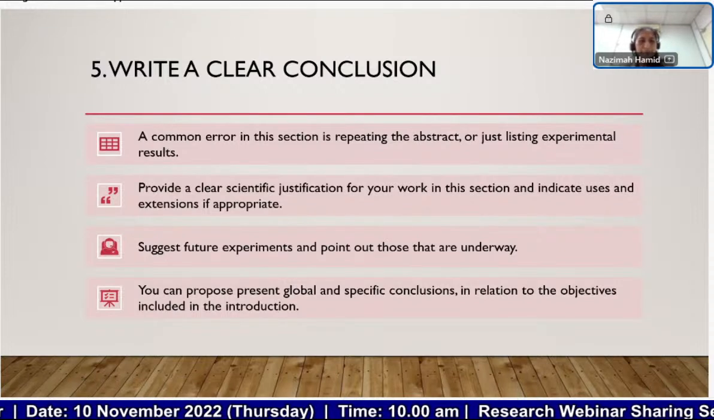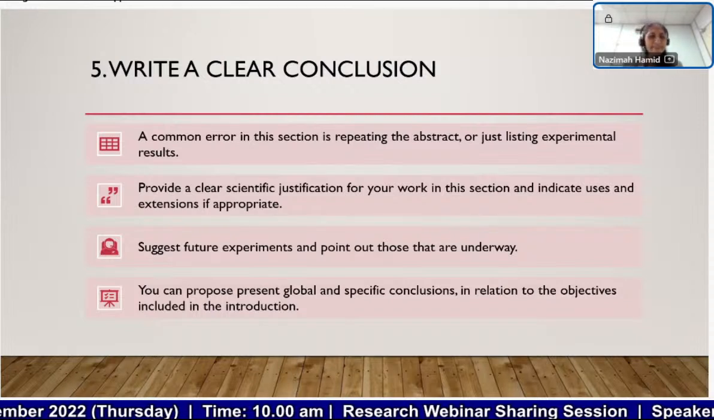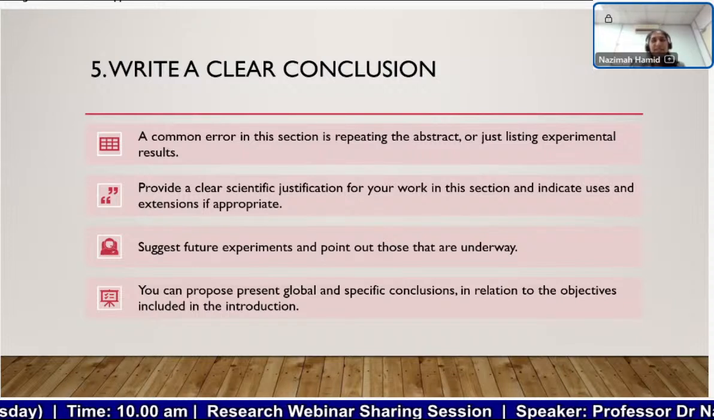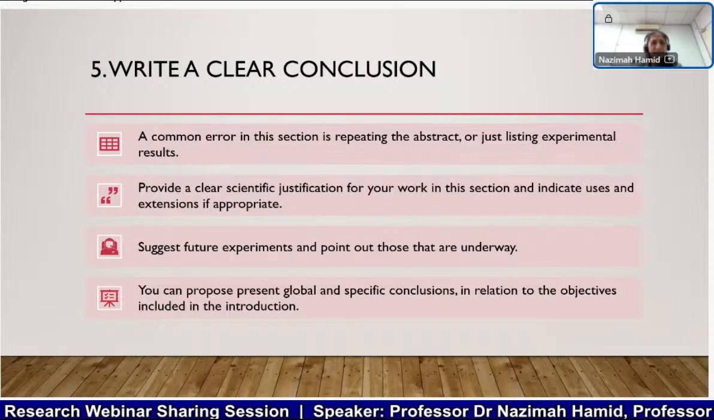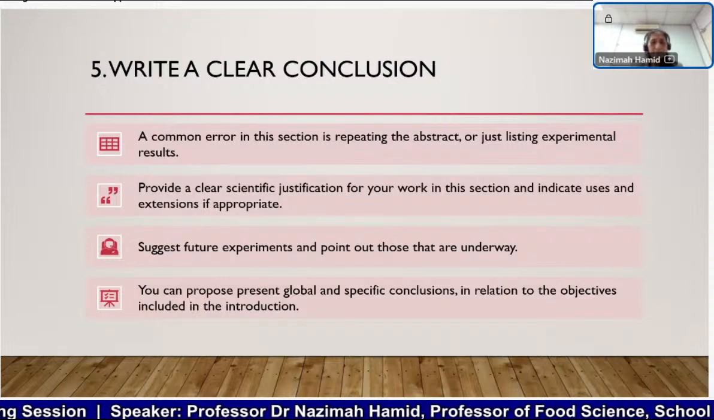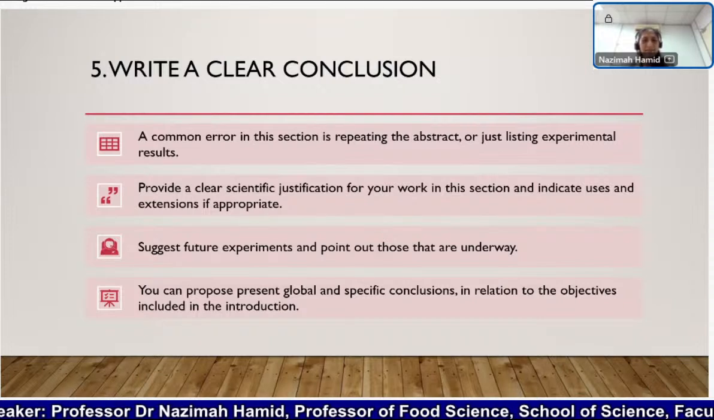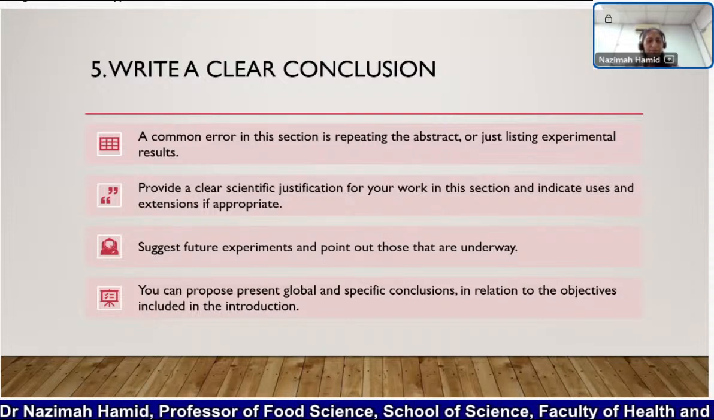Write a clear conclusion. A common error in this section is repeating the abstract, like I said, and listing experimental results. That's not a conclusion. Please provide your objective. What I usually do is get the student to bring back that objective in the conclusion and answer how they've addressed the objective in terms of the results they obtained. So you don't want to include milligrams per mL and that sort of result, but something that is more general.